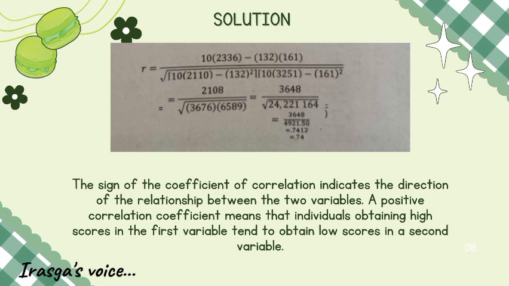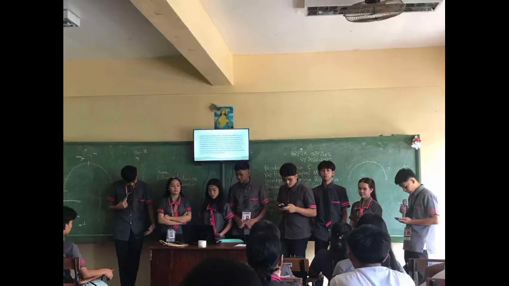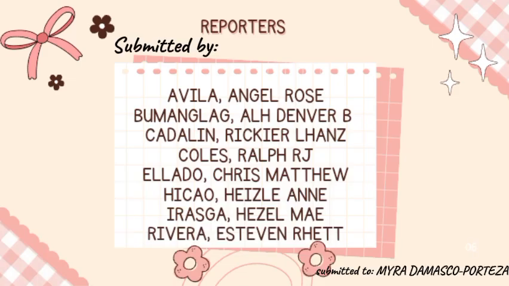The sign of the coefficient of correlation indicates the direction of the relationship between the two variables. A positive correlation coefficient means that individuals obtaining high scores in the first variable tend to obtain low scores in the second variable. So that's all, guys.